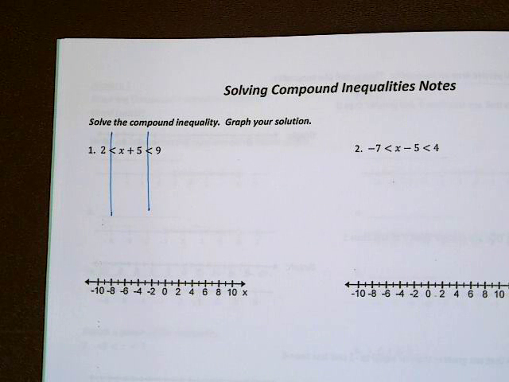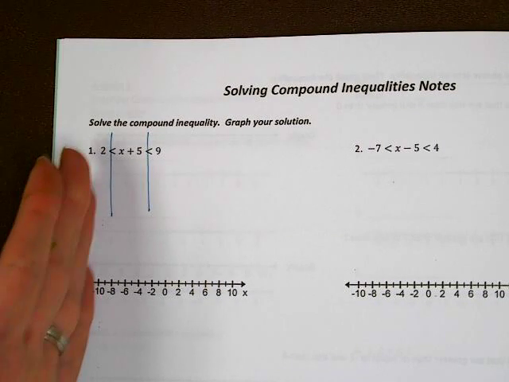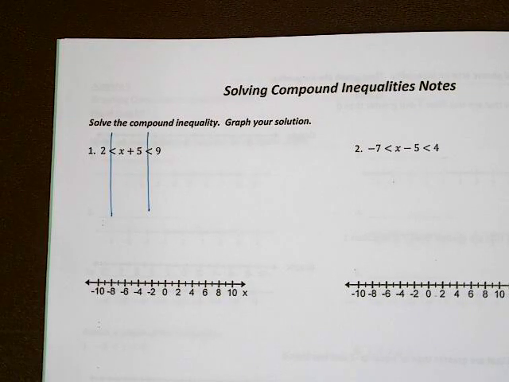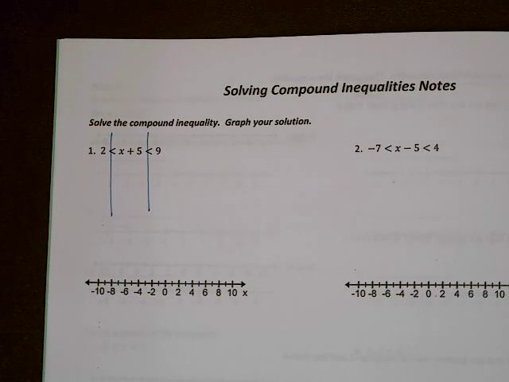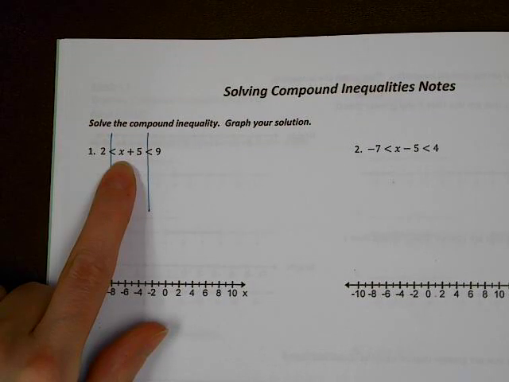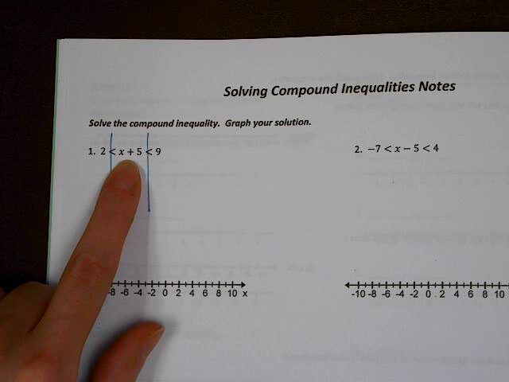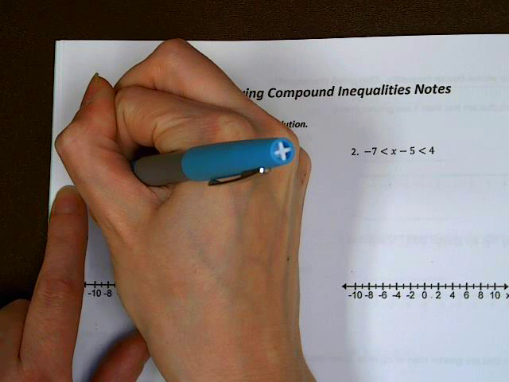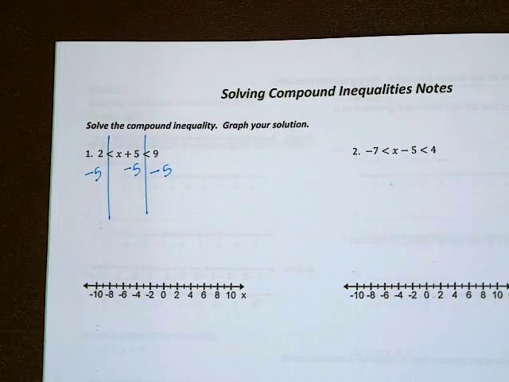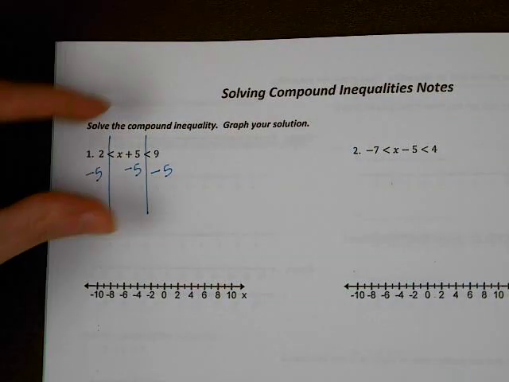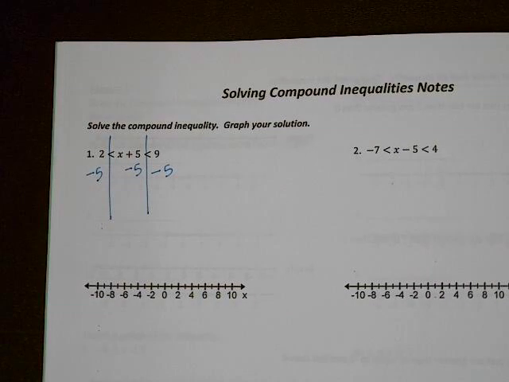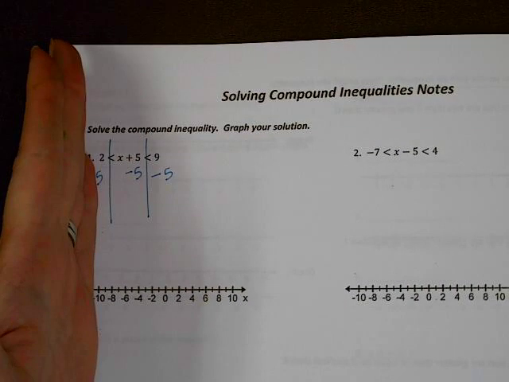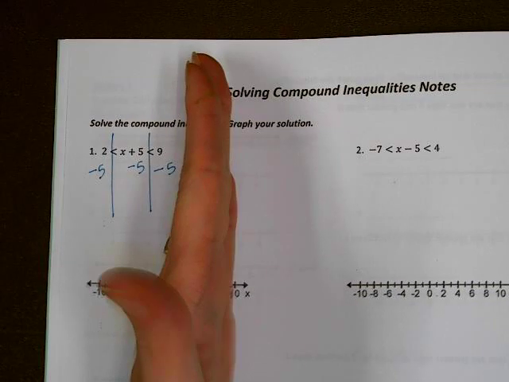In compound inequalities, there's two walls because there's two inequality symbols. Okay, so the goal is to try to get x alone. So how do you undo plus 5? You minus 5. But here's the thing. You minus 5 from the middle and the left wall and the right wall. You have to subtract it from every section of the walls. Okay, once on the left, once in the middle, once on the right.